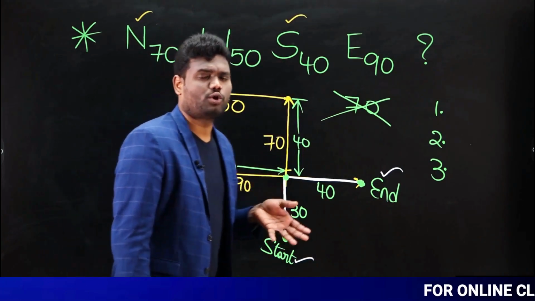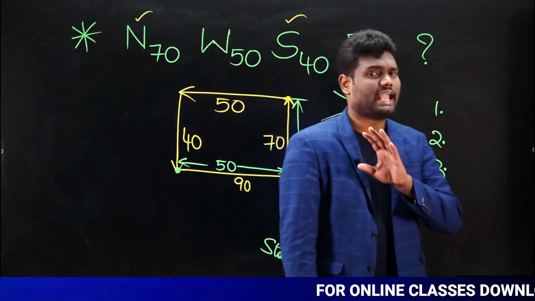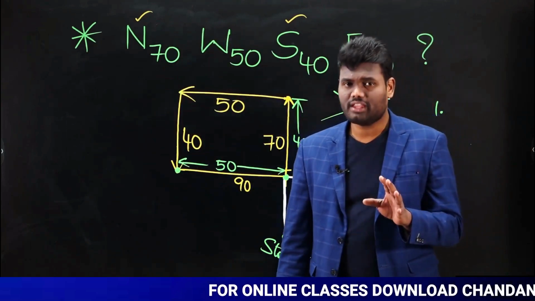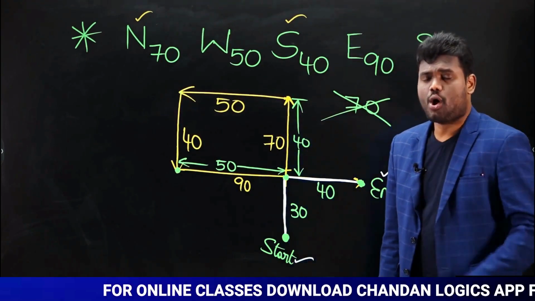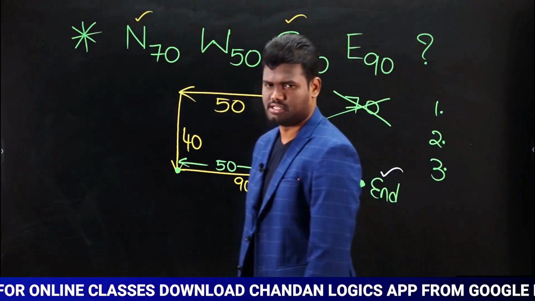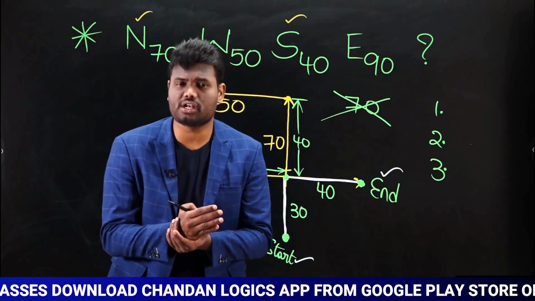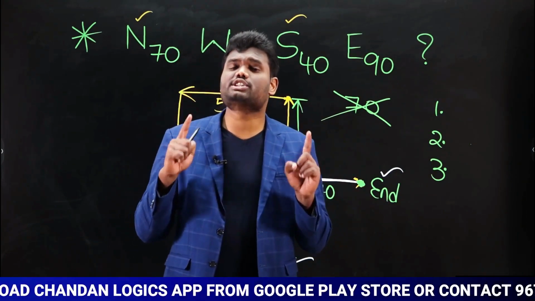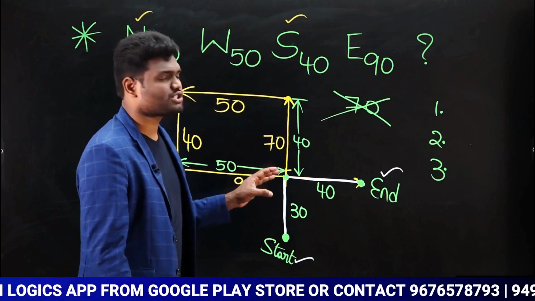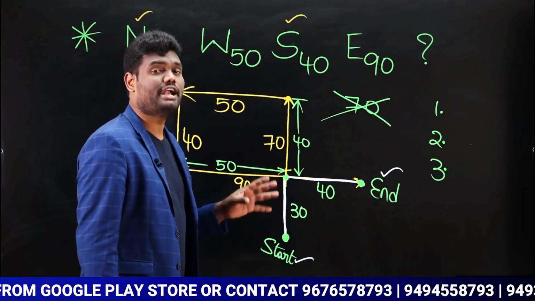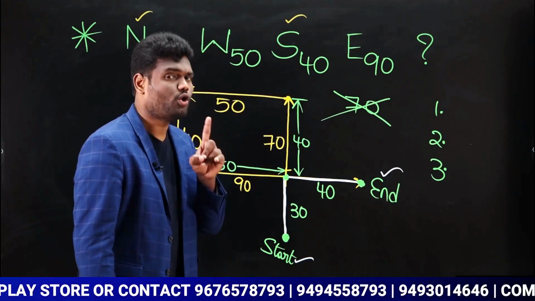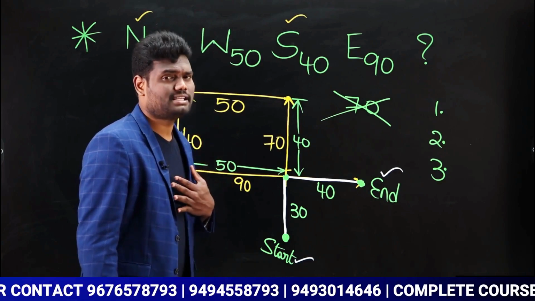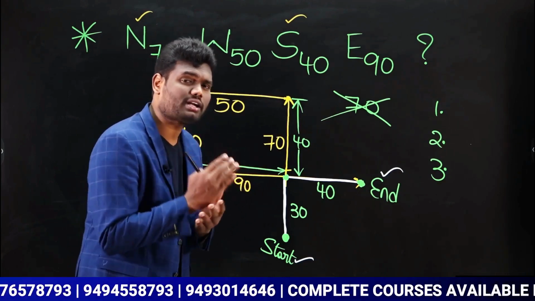It may be mentioned in the question or it may not be mentioned in the question. It is not a matter. But when I ask you distance, always you are supposed to calculate shortest distance. Even if it is mentioned in the question or it is not mentioned in the question, it is not a matter. When I say distance, always you are supposed to calculate shortest distance. Don't forget that. Okay? Whenever I say distance, distance should be shortest distance.